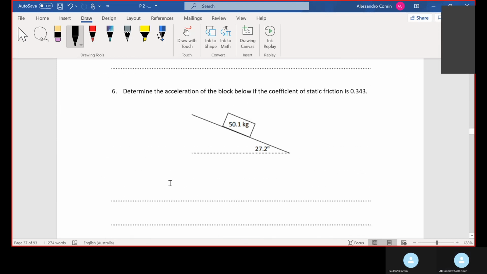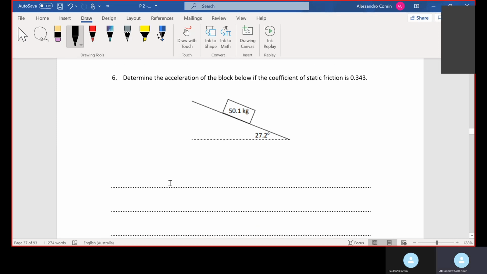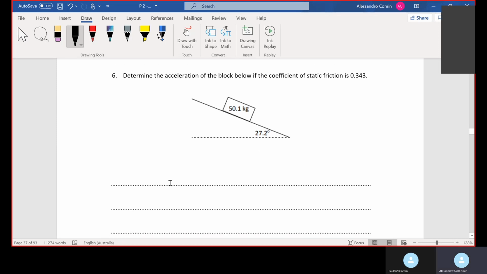All right, so for question 6, determine the acceleration of the block below if the coefficient of static friction is 0.343. That's actually a trick question. If it's static, is the box moving or stationary? Stationary. So if it's stationary, it would be 0. But that's just probably a poor question on my part. So we'll change it to kinetic friction.